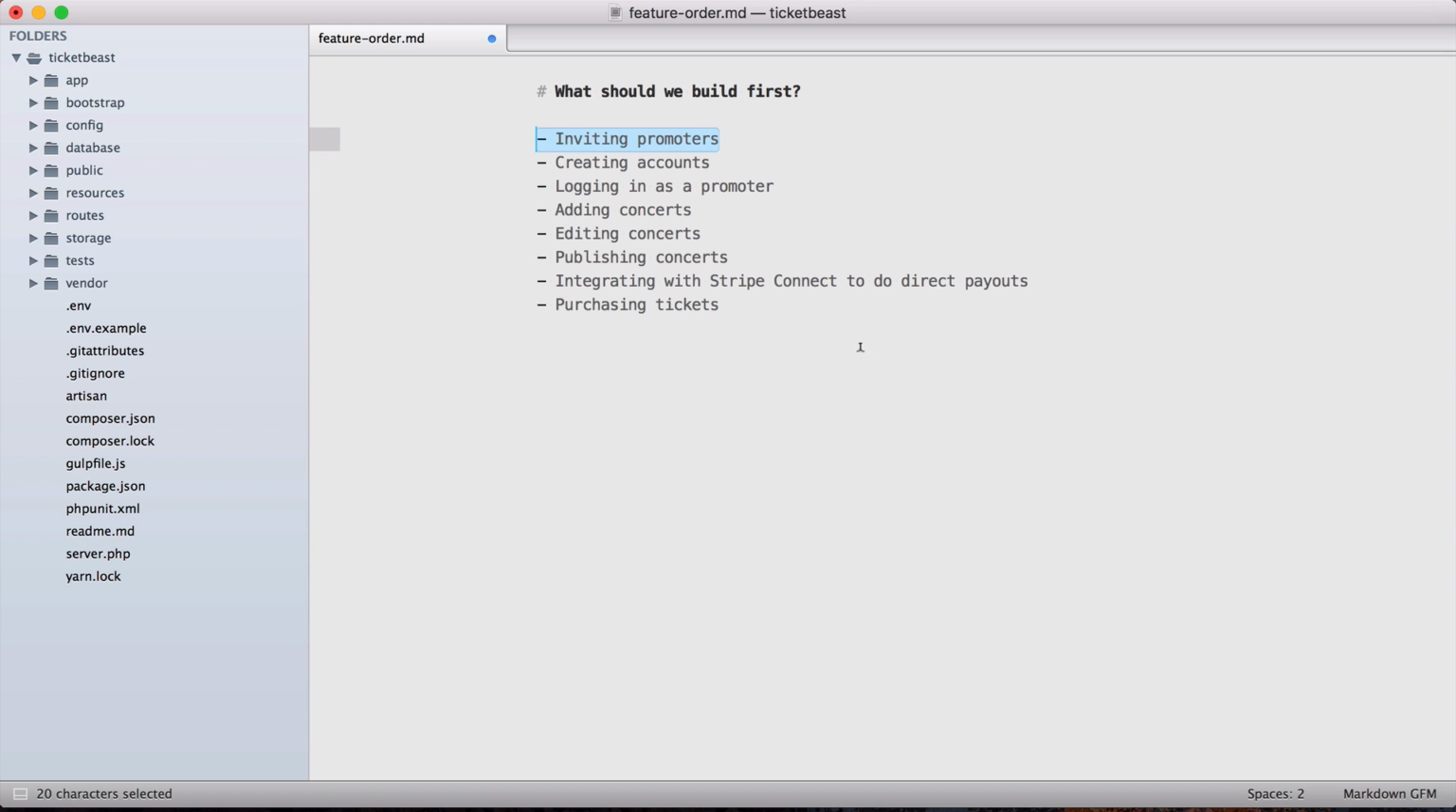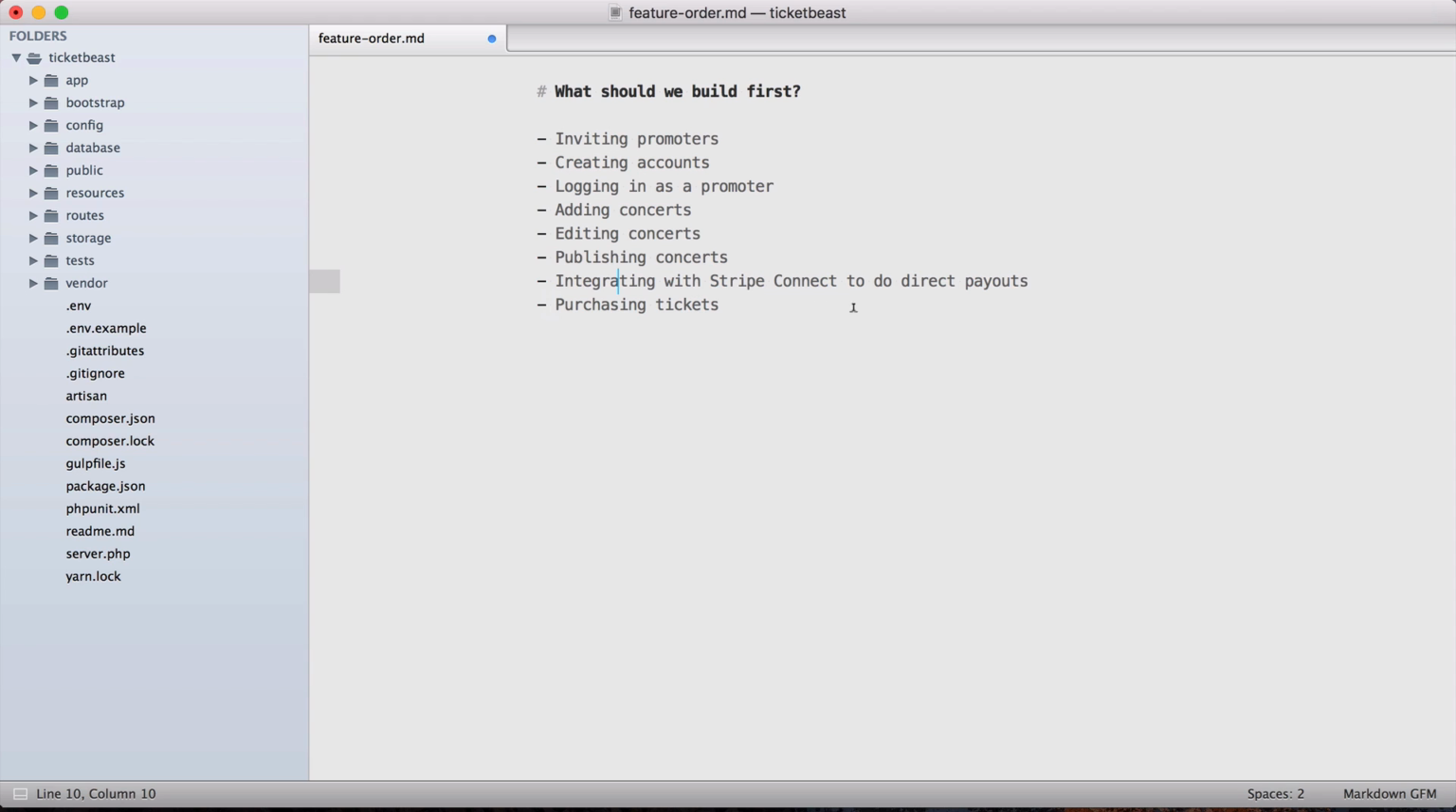And that step is going through each one of these features and figuring out, do we actually have to build this feature? Or is there another way that we can accomplish what this feature does without actually having to write the code yet? Now, since every feature here depends on the features before it, the trick is to work backwards. So we start with the thing that we know we need to build, and then look at the thing that comes before it and try to figure out, do we actually need to build that, or is there another solution? So integrating with Stripe Connect to do direct payouts.